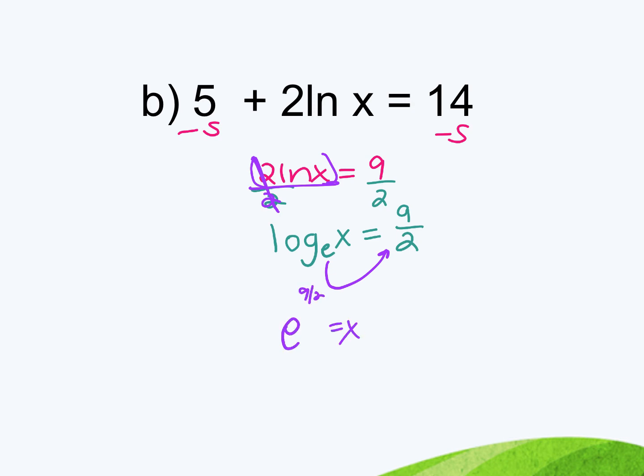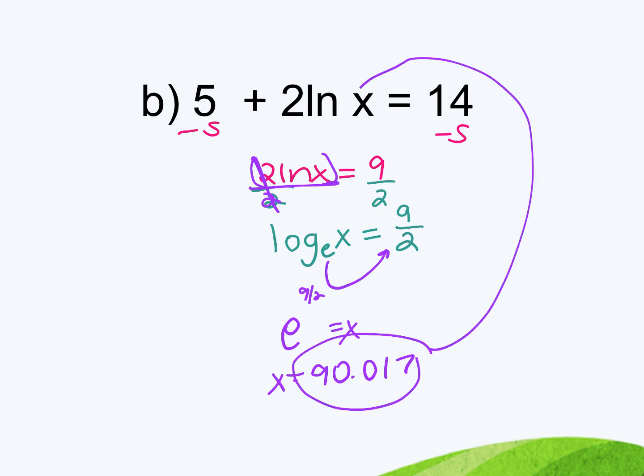Again, without a calculator, it would stay like that, but with a calculator, which is most likely going to happen when you have an e, it would be e to the 9/2, and that is 90.017. Does my initial question have a log or an ln in it? Yep, so I'm going to check. I'm going to take this and plug it back in. I'd be finding ln of a positive number, which is completely fine, so I keep that answer.